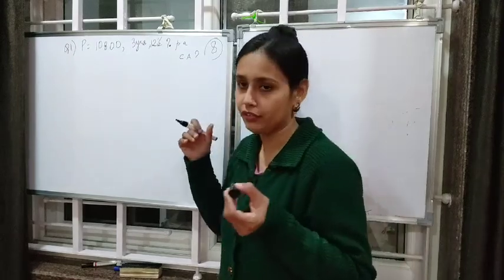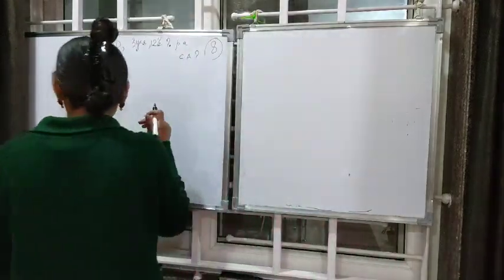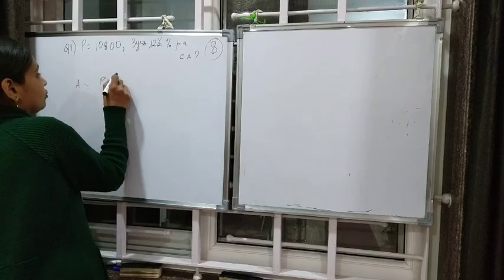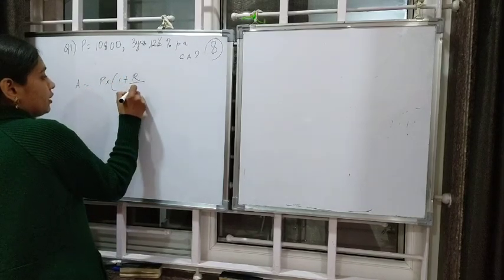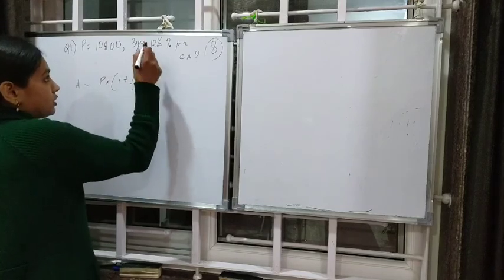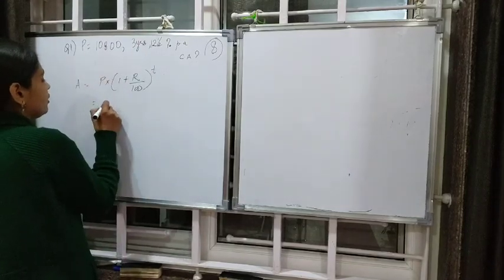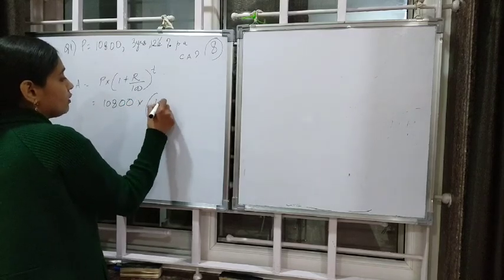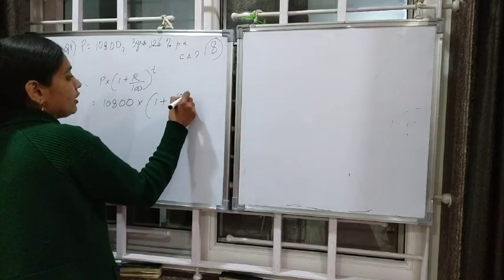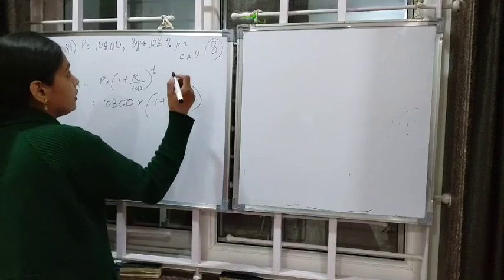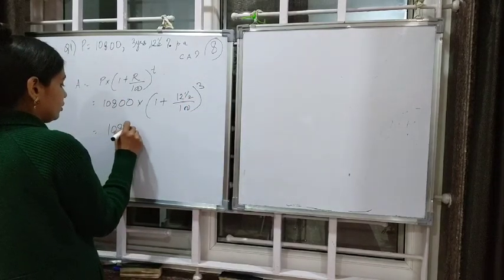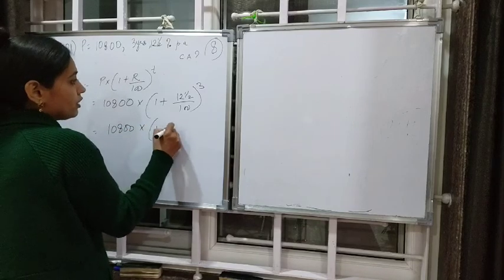So let's write the formula. We all know what is the formula to find out the amount. So A is equal to P into 1 plus R by 100 raised to T. T is the time. Now P is what here? 10800 into 1 plus rate is 12.5% by 100 raised to 3. Then 10800 into 1 plus 12.